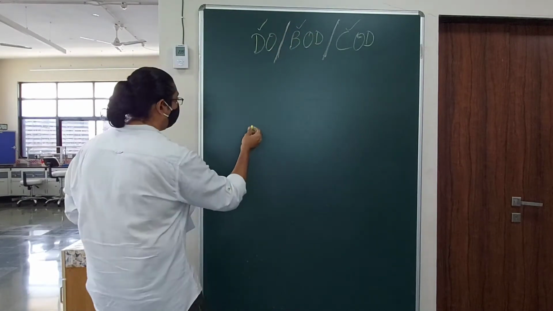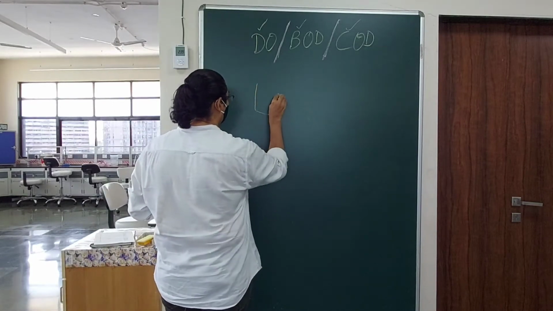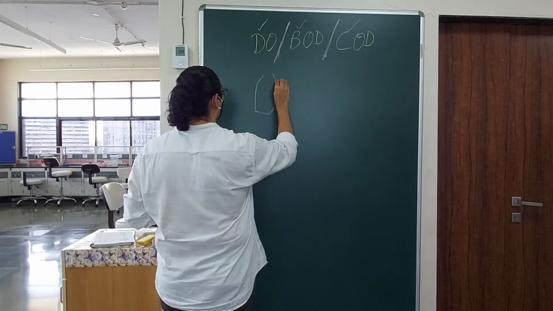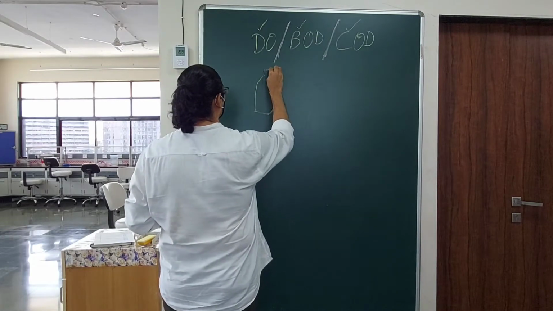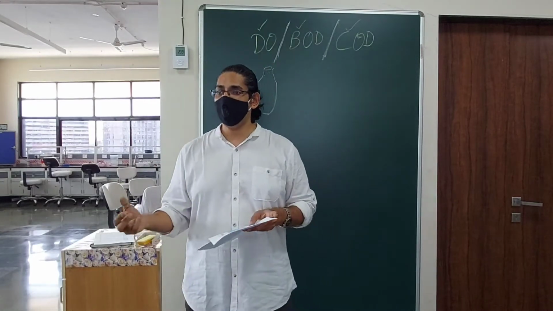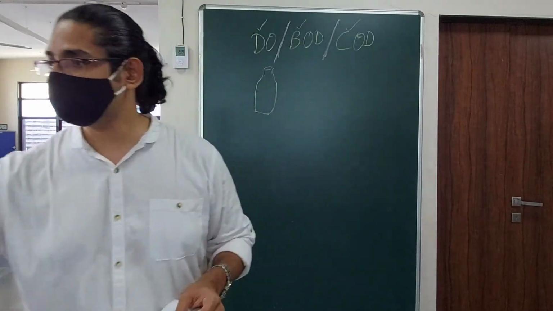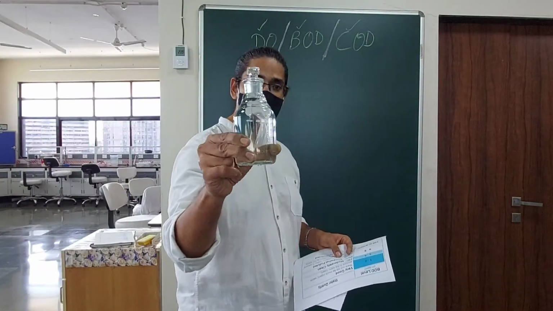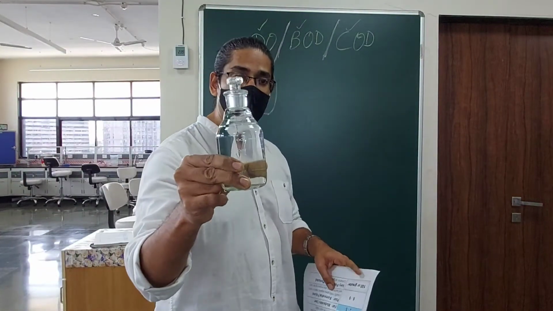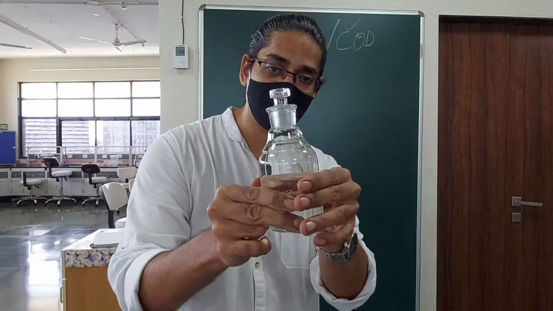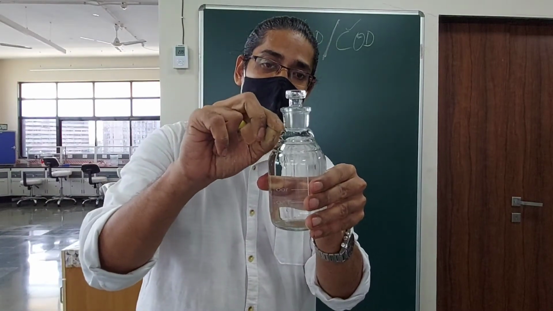So for BOD you have a special BOD bottle. Can I have one of the bottles to show? Something like this. Yes, thank you very much. Here I have it. It looks something like this. It's visible, right? So you have to fill it till this cork, till the brim, so that there is no gap remaining over here.